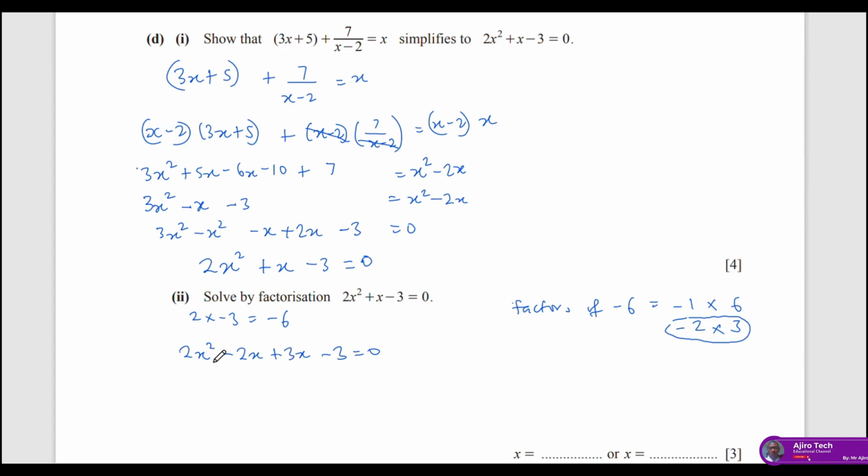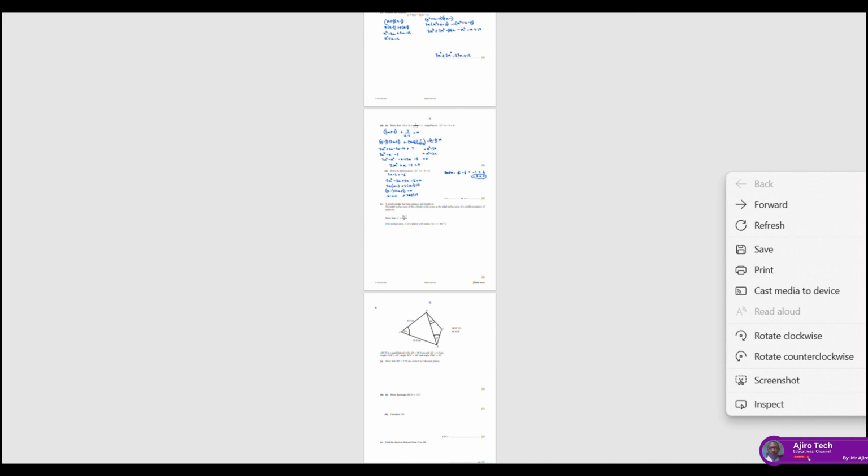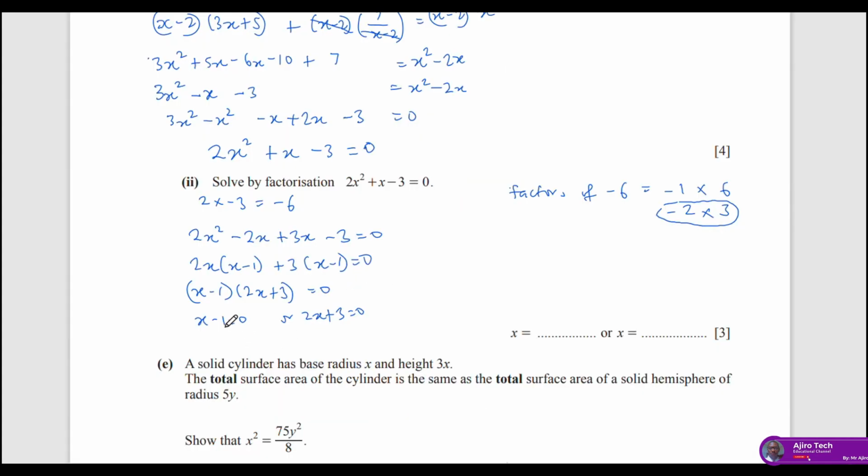Then factorize this 2, I'm going to have 2x into x minus 1 plus 3 into x minus 1. So x minus 1 between 2x plus 3. And we will have x minus 1 is 0 or 2x plus 3 is 0. In this case, x should be 1 or x should be negative 3 over 2. So 1 or negative 3 over 2 should be the value of x.